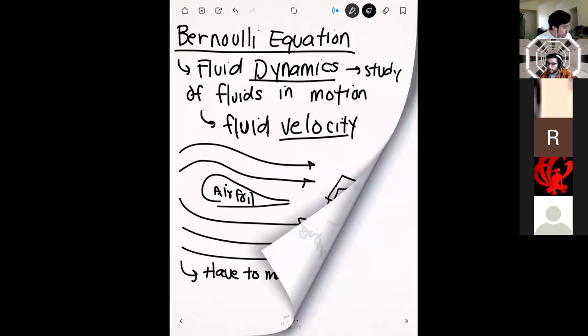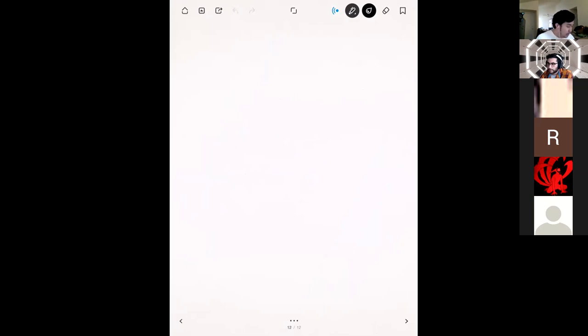Okay, so let's start going. Our first step is to consider Newton's second law. Just because a fluid is a little bit different than a solid, Newton's law is still applied to it. So we're going to apply Newton's law, and we're also going to introduce the concept of a streamline.